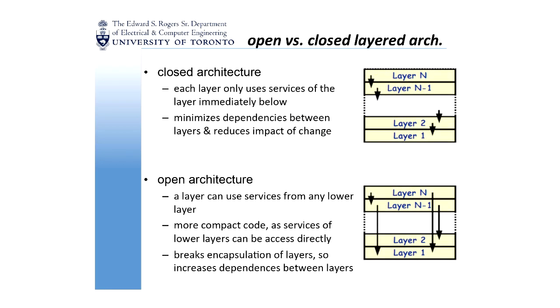When designing layers, you must choose between open or closed architecture. In a closed architecture, a layer can only use the service of the layer immediately below it. This minimizes dependencies and reduces the impact of change. In an open architecture, a layer can access any lower layer. This results in more compact code and better performance since you can access services directly, but it breaks encapsulation and increases the complexity of dependencies.